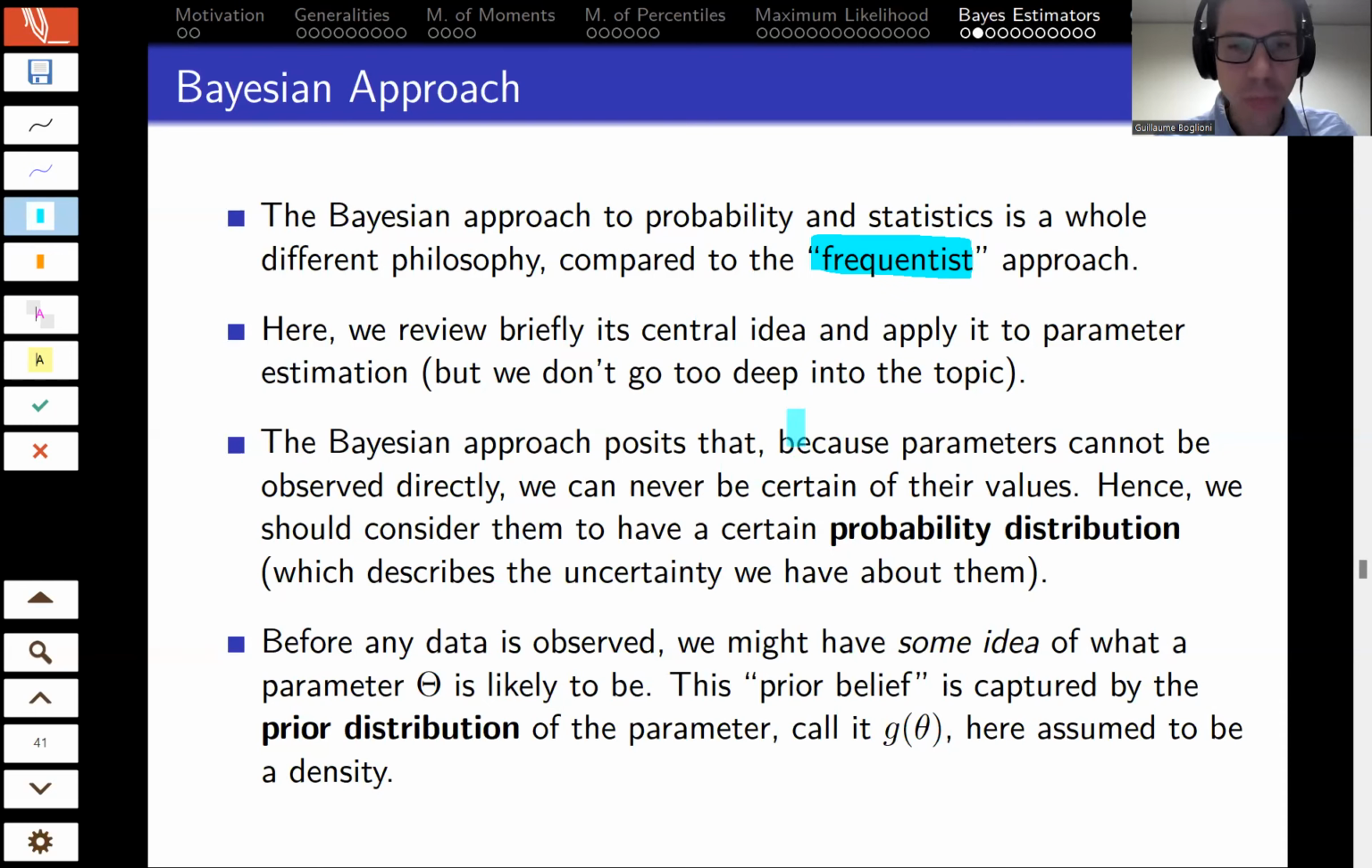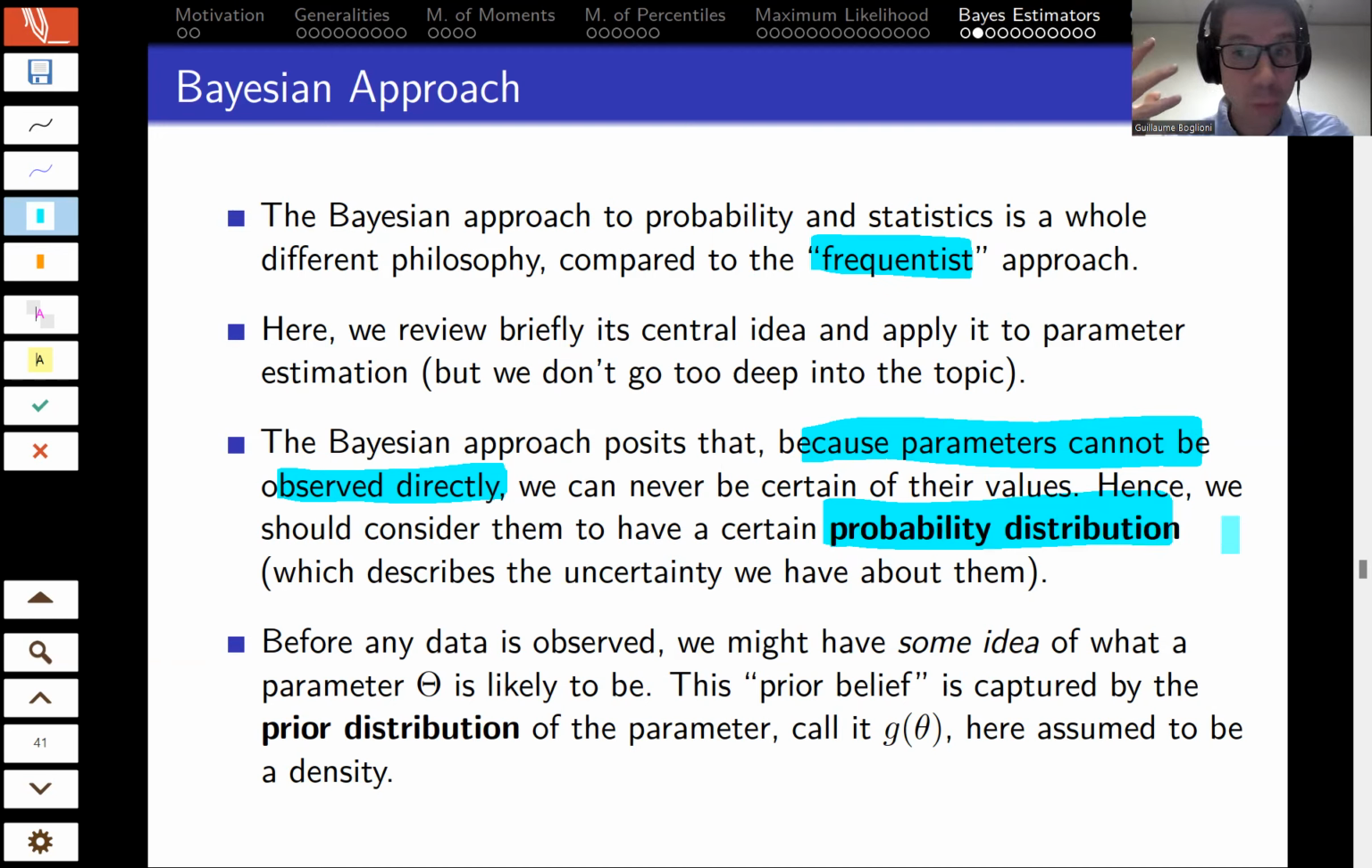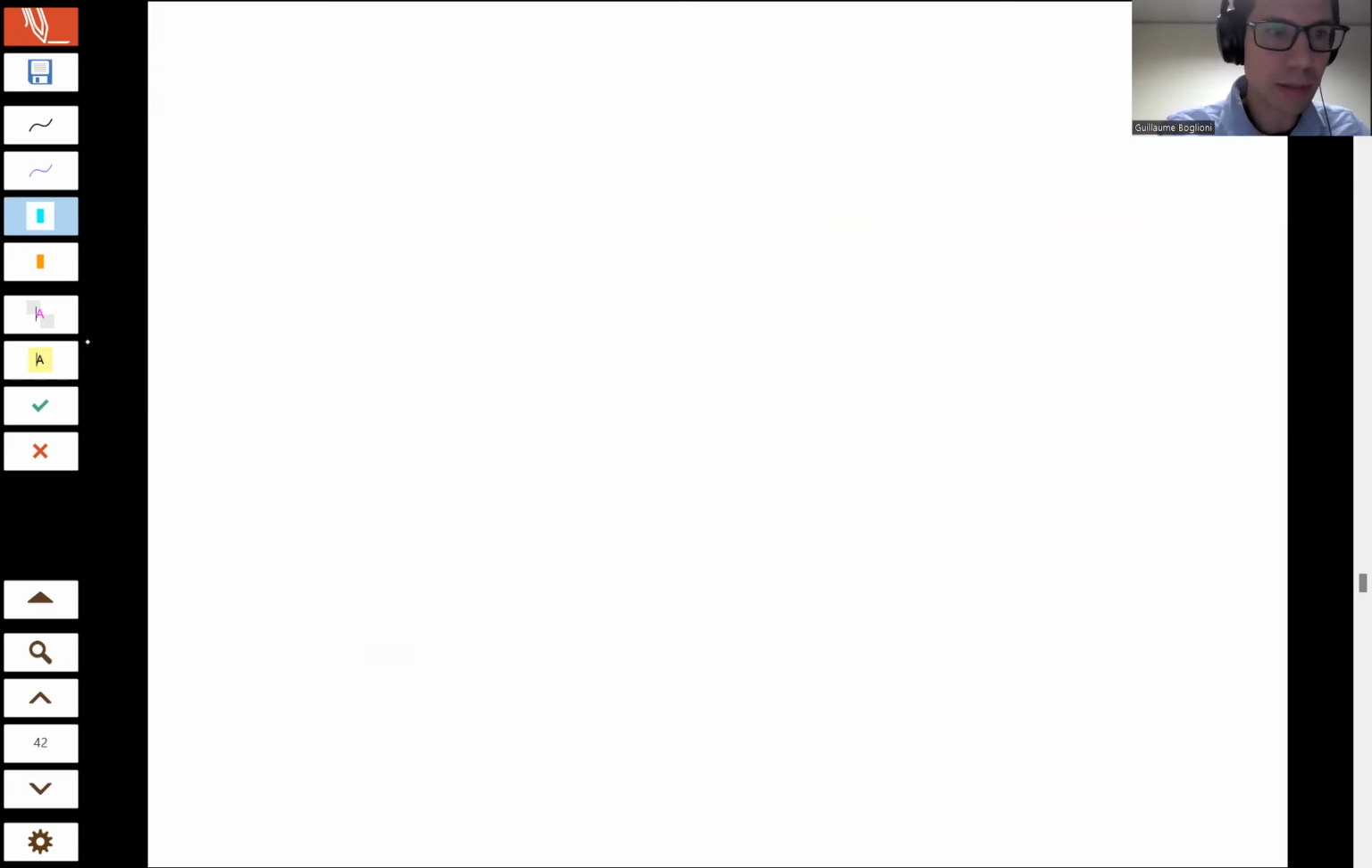Now, in the Bayesian approach, we take a different view. We say, because the parameters can never be observed directly, we can really never be certain about their values. Because of that, we're going to say, okay, we're uncertain about them, and we're going to describe this uncertainty with a probability distribution. So we really view the parameter now as something that is random, that has probability to be between certain values. Okay. And we said in class that you can really visualize this like this.